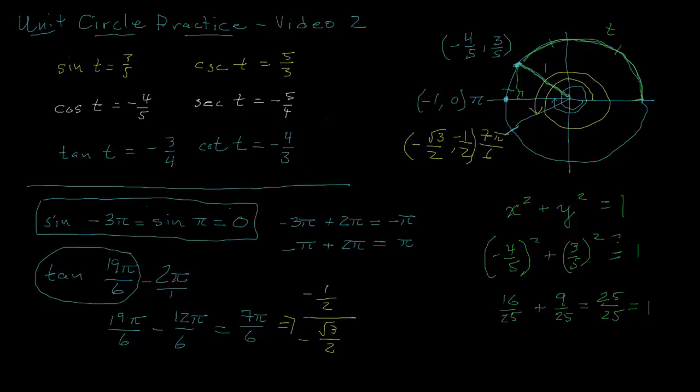Now, like in the last video, these denominators are both 2's, they can be canceled out. So this is negative over negative, which is positive. And you notice that tangent, that slope of that terminal side, is positive slope. And we want to rationalize that denominator. So what we get is root 3 over 3. That's the tangent for 19 pi over 6.